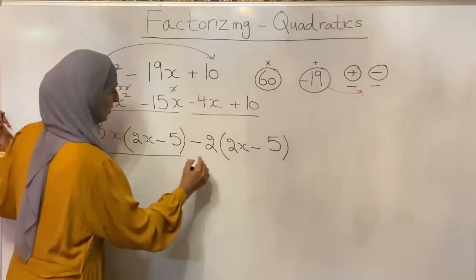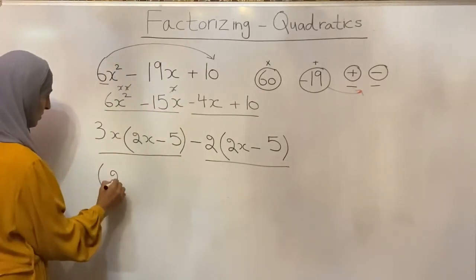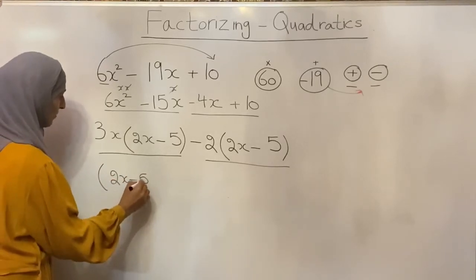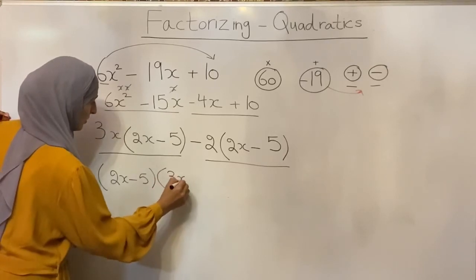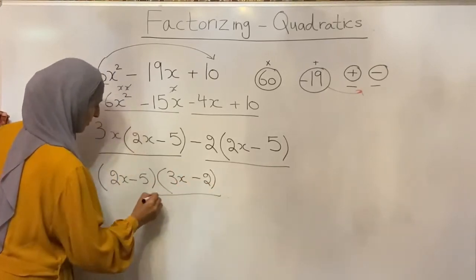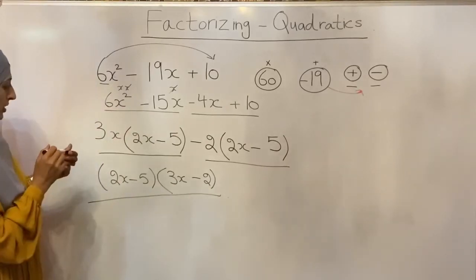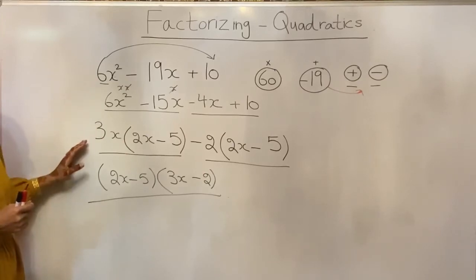Again, take the common factor between these two terms: 2x minus 5 is left over, and 3x minus 2 from both terms. That is our correct answer after factorizing this quadratic equation.